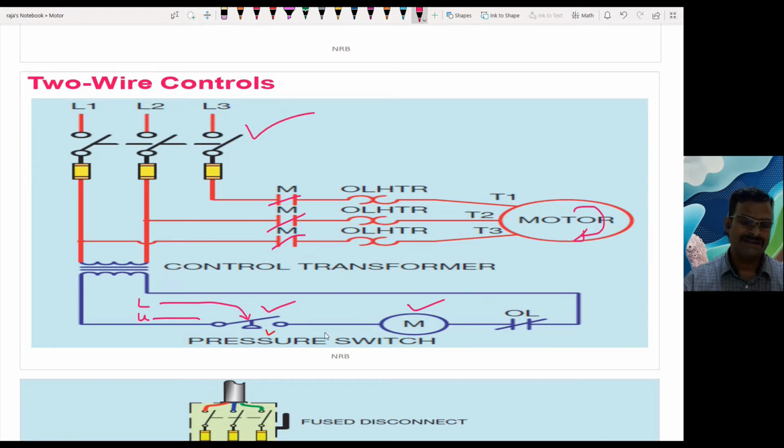When the pressure increases, the same pressure switch monitors it, and when it reaches the upper limit, the pressure switch opens and the main contactor is de-energized. Because of this, the main contacts open, and the compressor automatically goes off. When the pressure again reaches the lower limit, the operation continues in the same manner.